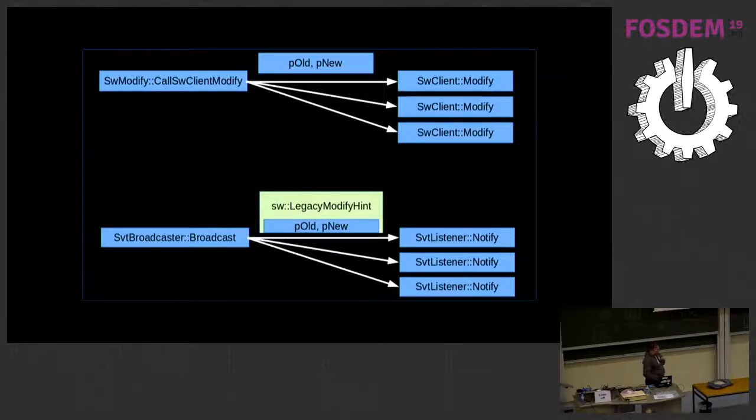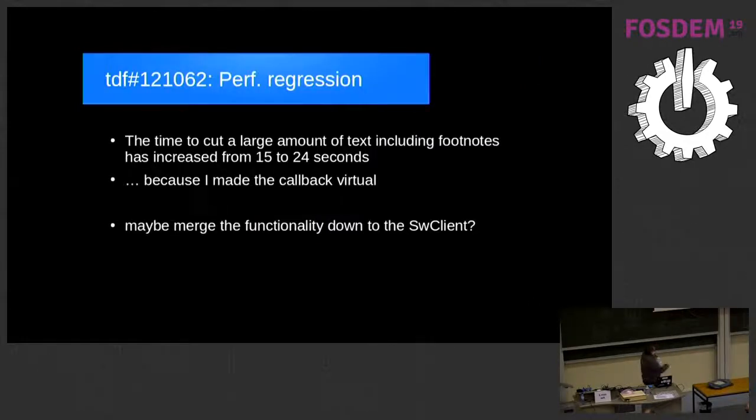So one thing that happened there is this one. I caused a performance regression because I had made this SW client that is also a broadcaster. I had to introduce a virtual function, and that made Writer slow, because copy-pasting a huge text with many footnotes took 15 seconds before, now it takes 24 seconds. The real question to ask is, why did it take 15 seconds in the first place? Yes.